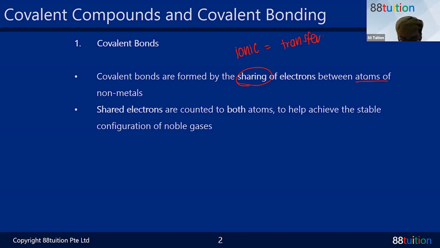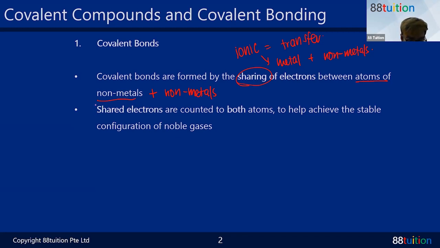And it's between atoms of non-metals. So a covalent bond occurs non-metal plus non-metal, whereas your ionic is metal plus non-metal. Metal plus non-metal can transfer because metal wants to lose electrons, non-metal wants to gain electrons, so they will just transfer across. But when you have a compound formed between two non-metals, both also want electrons, right? Then it cannot be one transfers and one receives. So both of them will end up sharing.